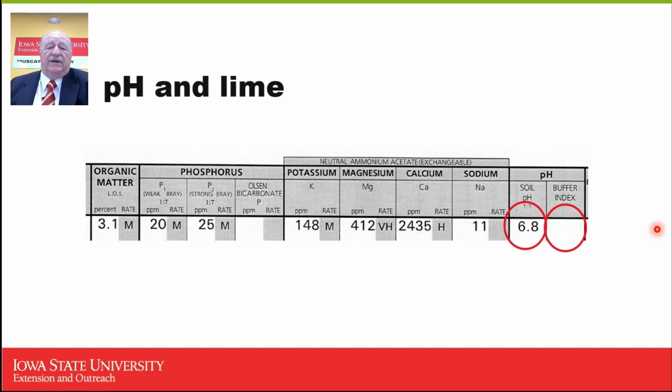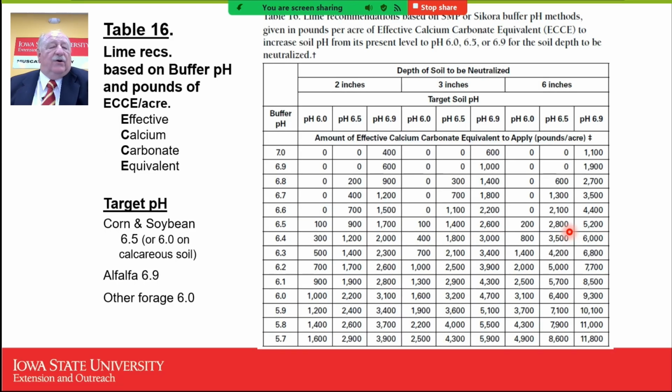And you might notice that what they call the buffer index here is blank. And that's basically because we don't need to add any lime. Buffer index. If I go to table 16 in PM 1688, we'll see this. And it's kind of daunting. There are a lot of small numbers in here.